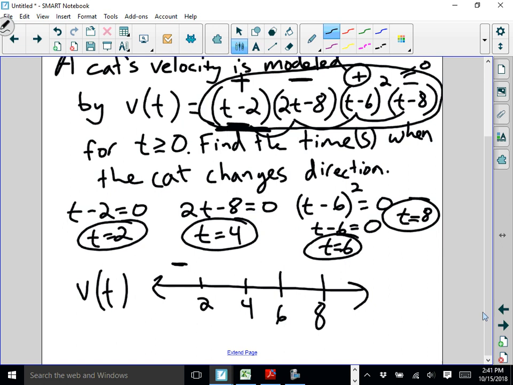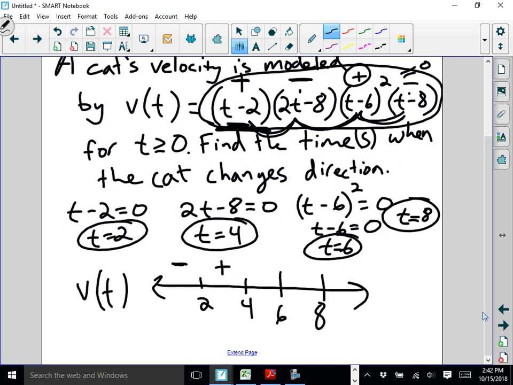So now I count the number of negative signs. I have 2 of them, 1 here, 1 here. 2 negatives means it's going to be positive. Or you can go through and say, okay, positive times a negative is a negative. Negative times a positive is a negative. Negative times a negative is a positive.